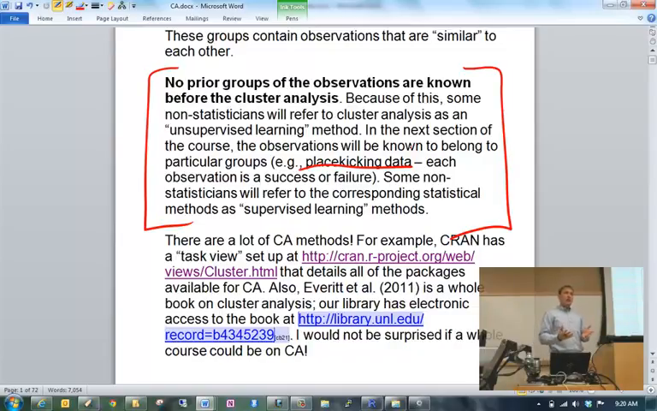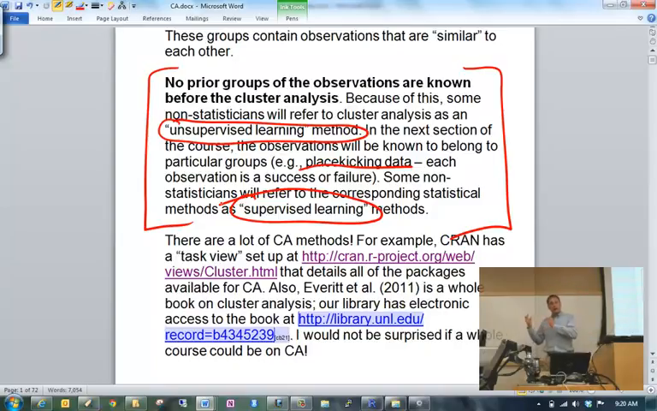To help you out with some terminology that you might see outside of this class, non-statisticians often refer to cluster analysis as fitting into what's called an unsupervised learning technique. I guess unsupervised, the word came about because you don't know the original groups. Methods where you do know the groups themselves, like with the place-kicking data set, and you try to predict the actual group, is often referred to by non-statisticians as supervised learning. I believe, I could be wrong, but I believe this terminology of supervised and unsupervised learning came about through computer science.